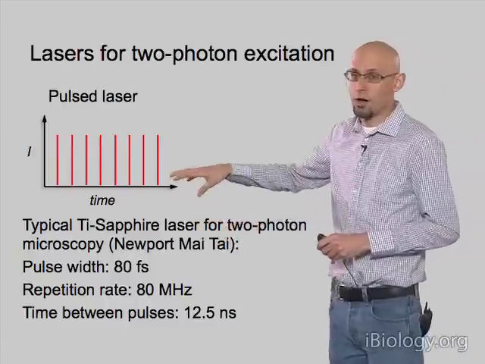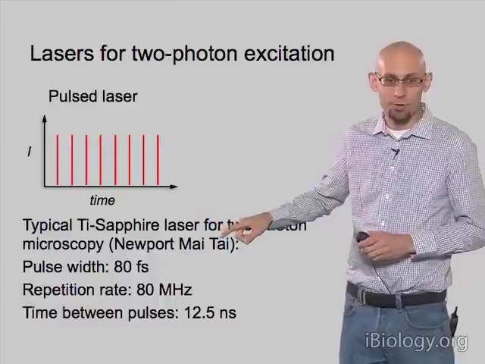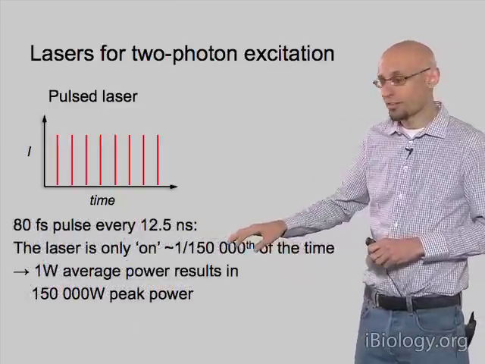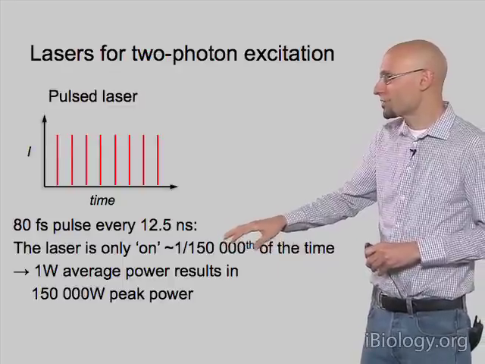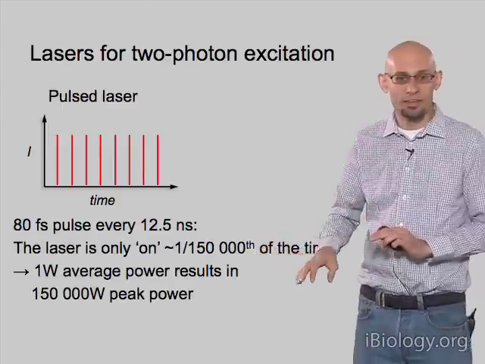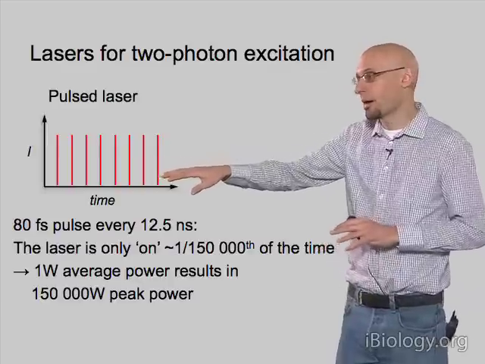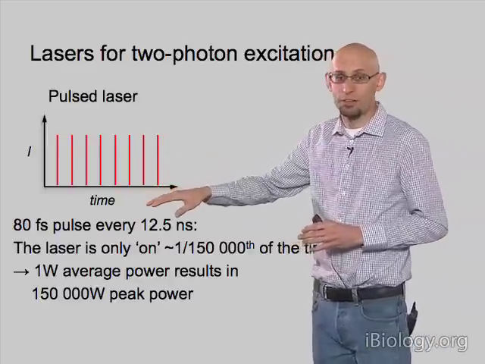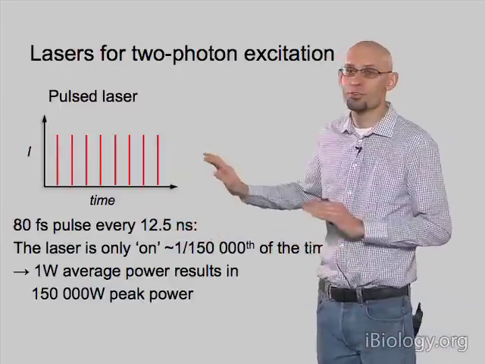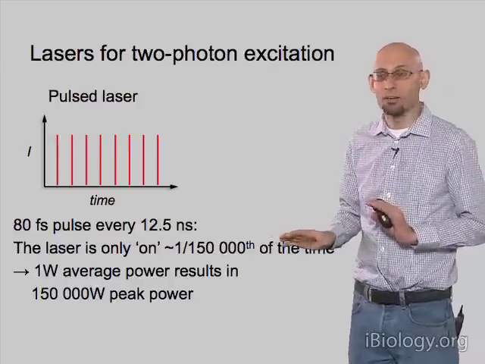So this laser is mostly off, and then every now and then it comes on and it has this very bright burst of light. And so the idea here is it's only on about 150,000th of the time. So it's off almost all the time, and then it comes on very briefly. And so that means if we average the power over this, the average power consumption of this laser can be something fairly reasonable, like 1 watt, but that means that the peak power here is 150,000 watts in one of these pulses. So it's an incredible amount of power.